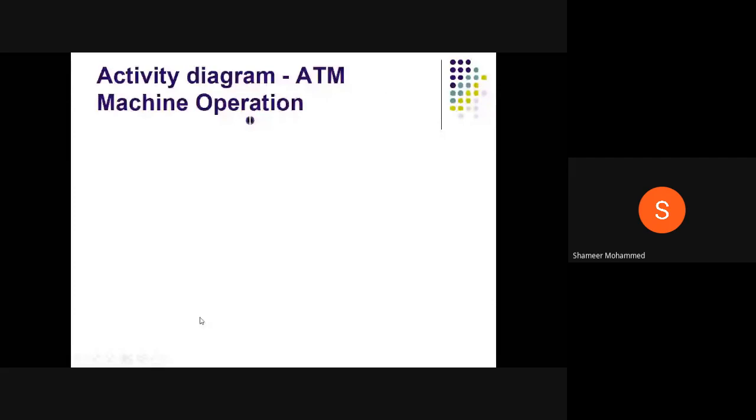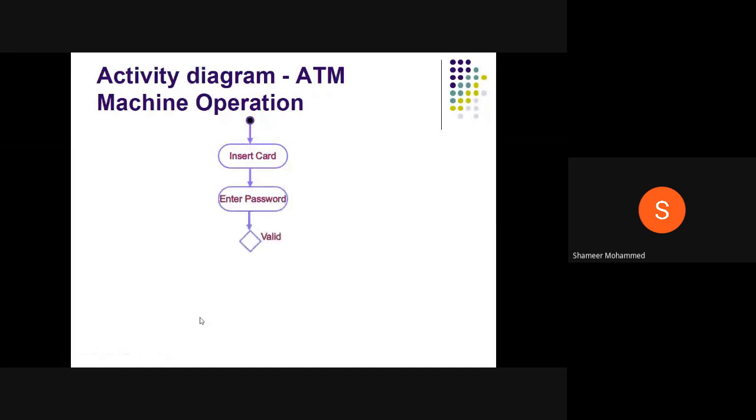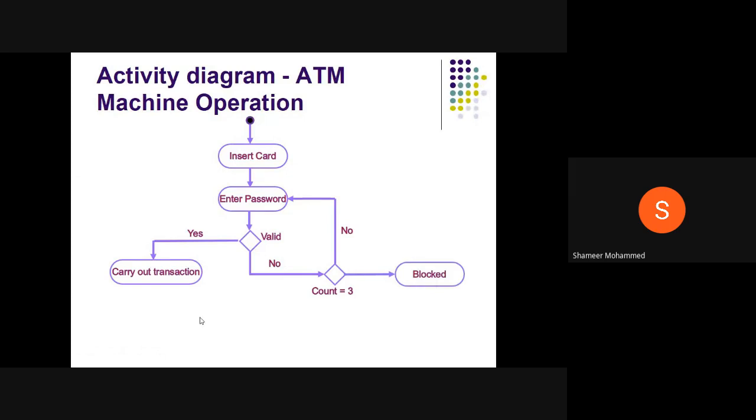So in the ATM, see here, start, insert the card, enter the password, valid, do the transaction. Not valid, check for 3 times, then exit. Sorry, if it is 3 times not valid, block. If you want, you can give the attempts 3 chances to the customer. 1 time, 2 time, 3 time. 3 time also it is not correct, block. Plus end the transaction here.